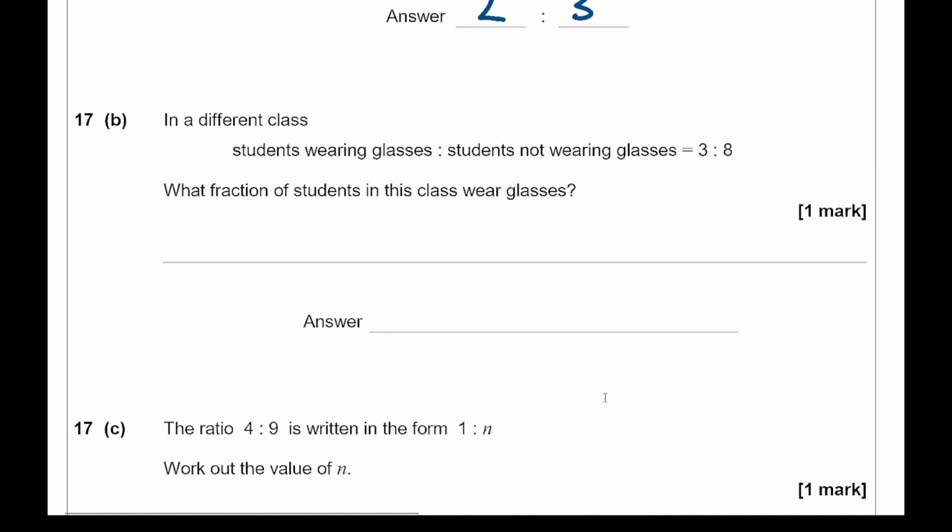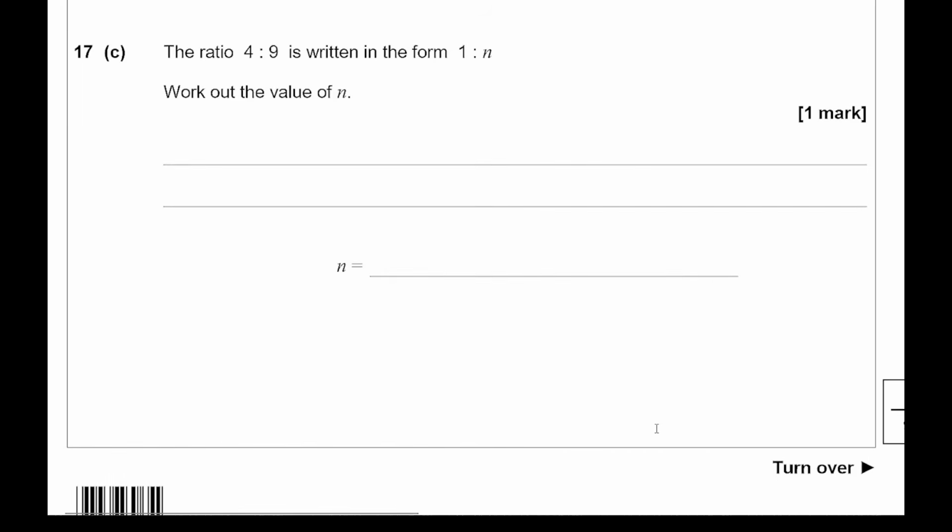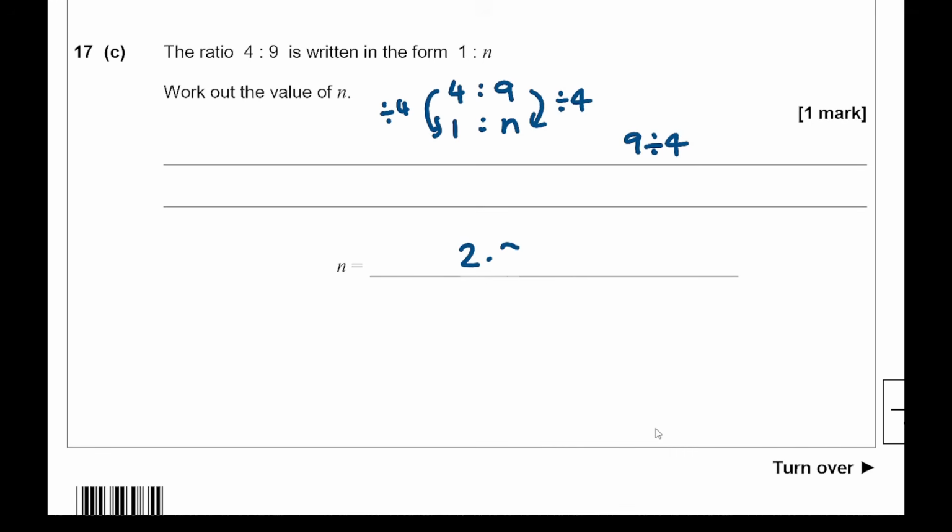It then says in a different class, students wearing glasses to students not wearing glasses in the ratio of 3 to 8. What fraction of the students in the class wear glasses? So here, out of this, we've got 3 parts out of a total of 11 parts. Remember, when you're writing fractions, it's how many you've got over the grand total. For part 17c, it says the ratio 4 to 9 is written in the form of 1 to n. Work out the value of n. So here I've got 4 to 9 and I want 1 to n. So to get from this number to this number, I divide by 4. So to find out what n is, I do 9 divided by 4, which gives me an answer of 2.25.